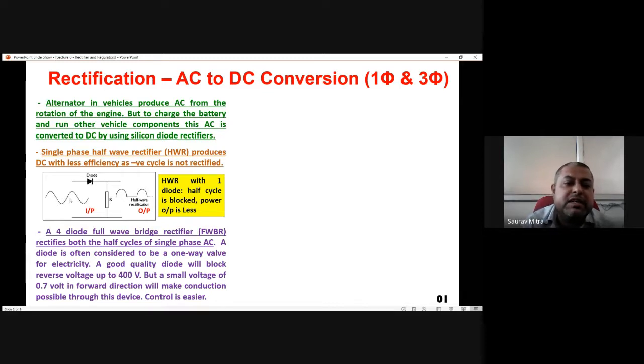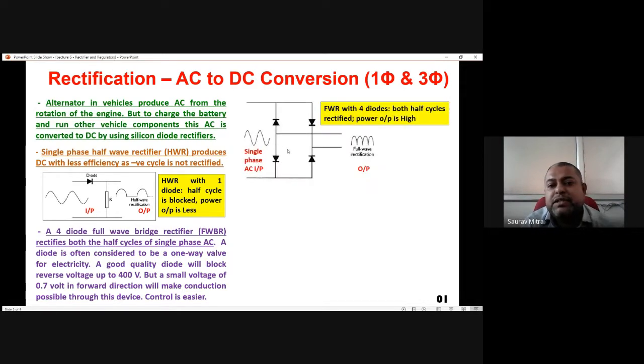You can see here only a single phase is the input, so this is called a single phase half wave rectifier. The circuit of the single phase full wave bridge rectifier is shown here. This is the input side, single phase AC, generally 50 hertz for our home electricity supply, and whatever output we get is a rippled DC. Now from this rippled DC, if we want a pure DC, we have to connect a filter after this. A capacitor kind of filter we can connect here, and after that filter we will get a pure DC. In the 4 diode full wave bridge rectifier, both cycles are rectified and power output is high.